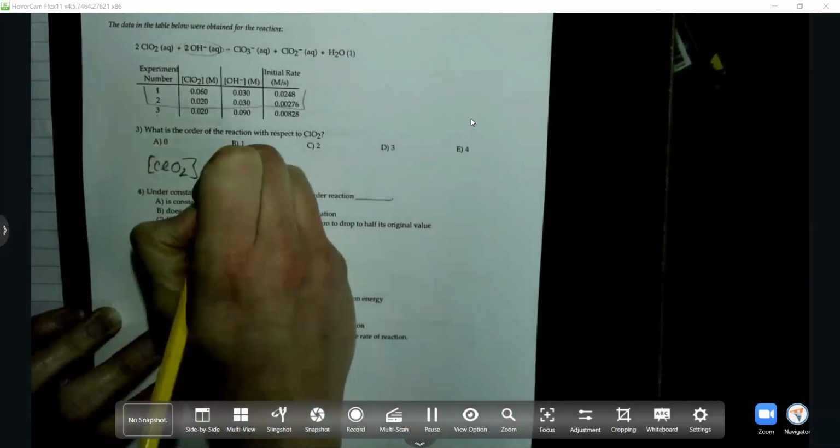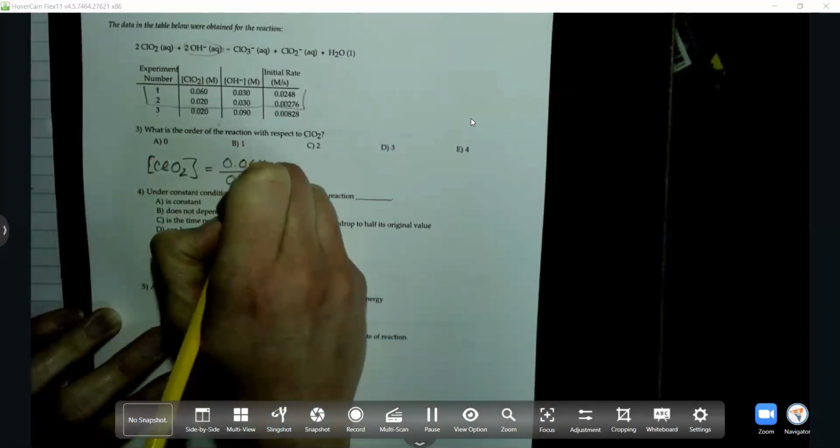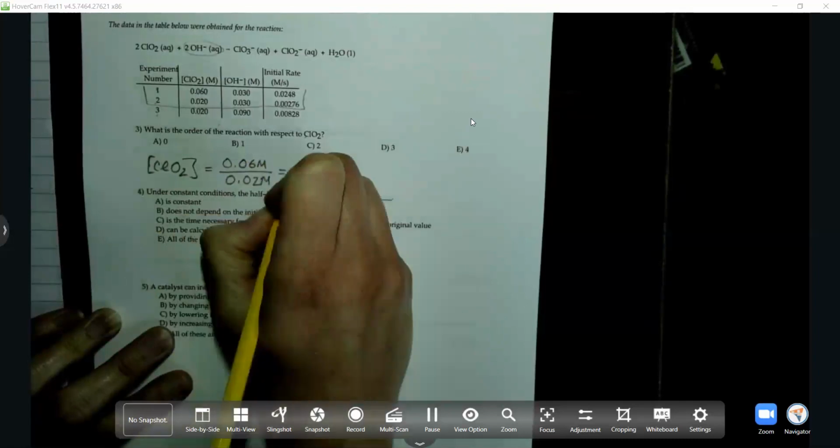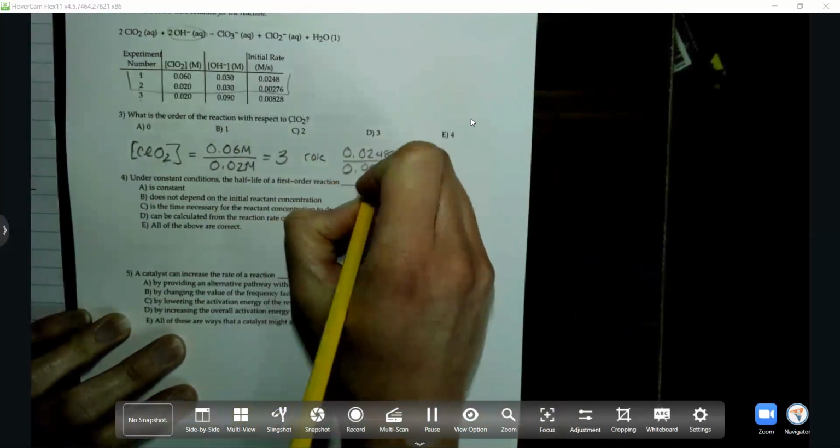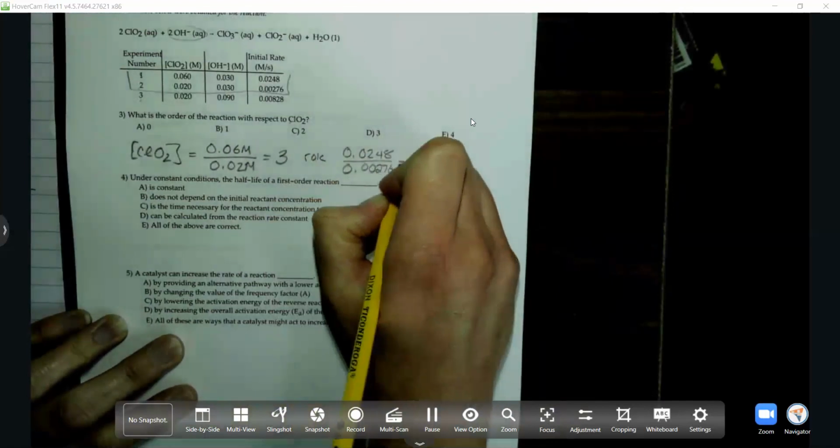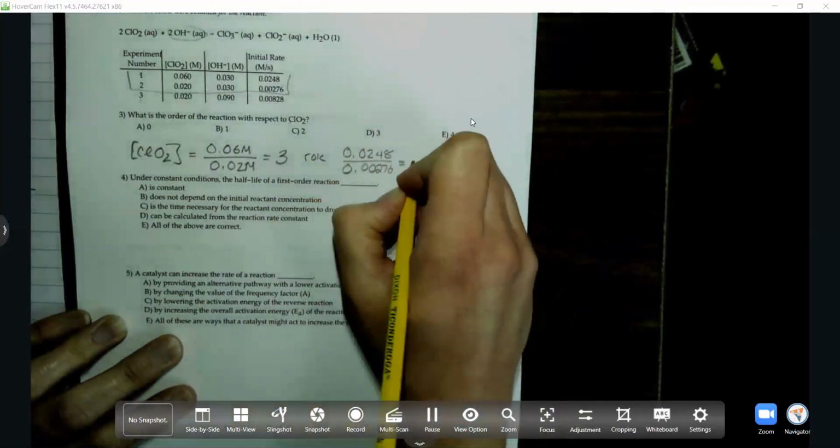So in our reaction, we go from 0.02 molar to 0.06 molar. So we triple the concentration. Our rate goes from 0.0248 to 0.00276, and that is about 9.